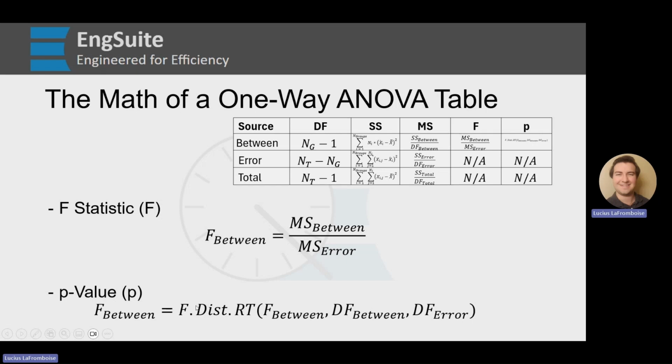Then to calculate our p-value, in Excel we would use a function, F.DIST.RT. So it's the right-tailed probability of the F distribution with the F value that we calculated, so MS between over MS error, with our numerator degrees of freedom being our degrees of freedom for between, and our denominator being error. Okay? So in Excel, F.DIST.RT, F between, DF between, DF error.